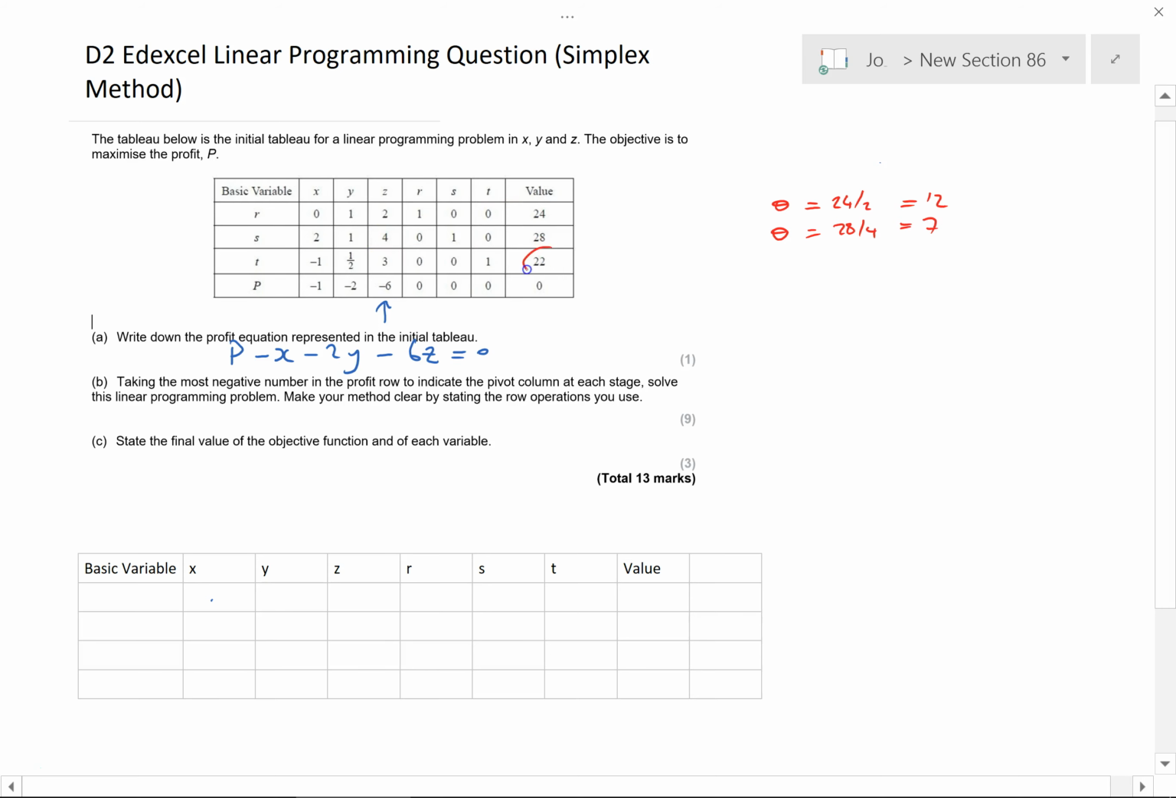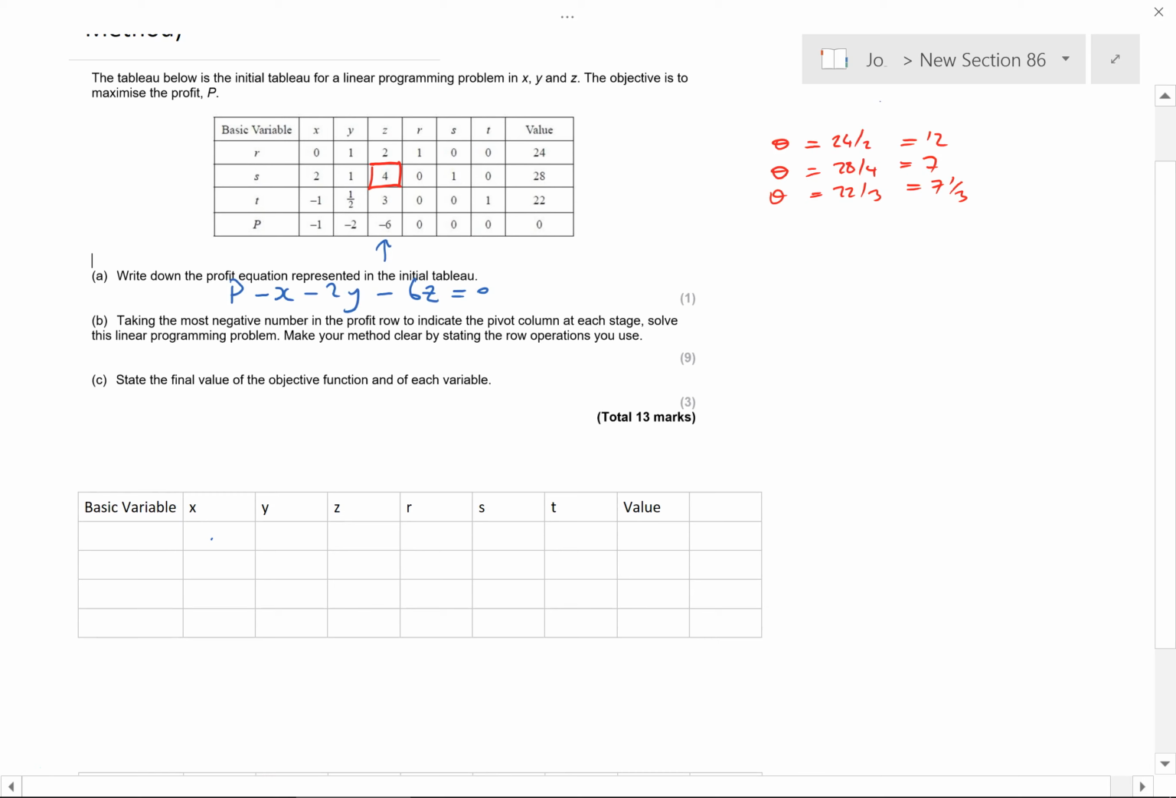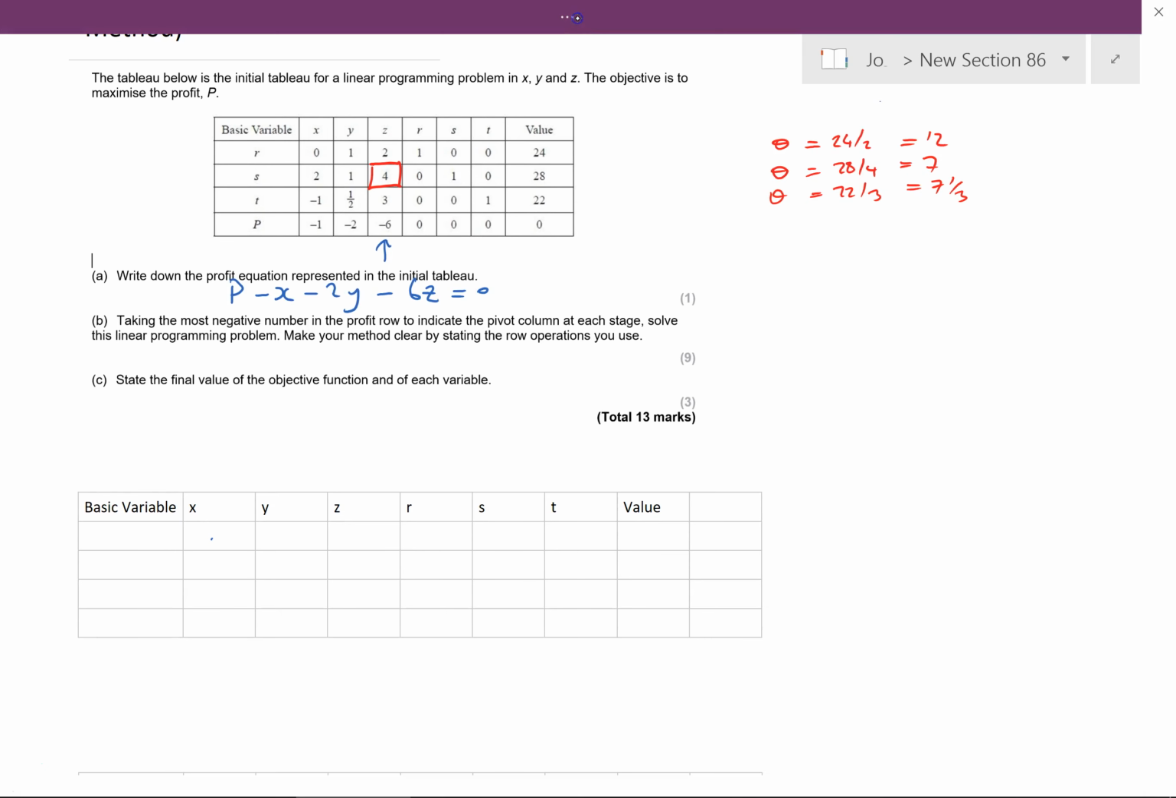And the theta for this value is 22 divided by 3, which is 7 1/3. And we're picking the least one, but it cannot be negative. We should never choose a negative pivot. Cannot stress that enough. It's got to be positive, but then the least theta value. So that's our pivot.